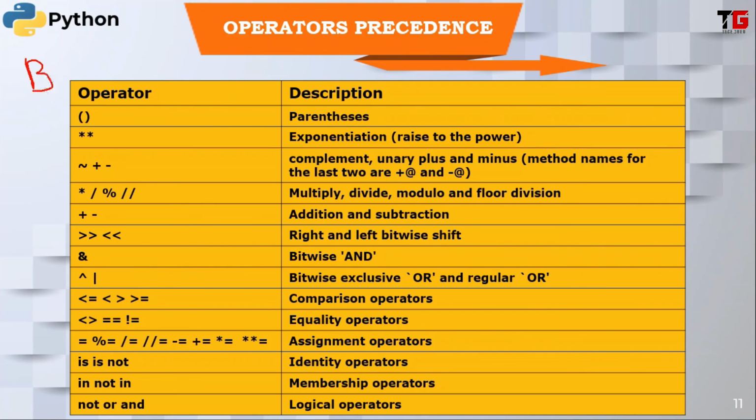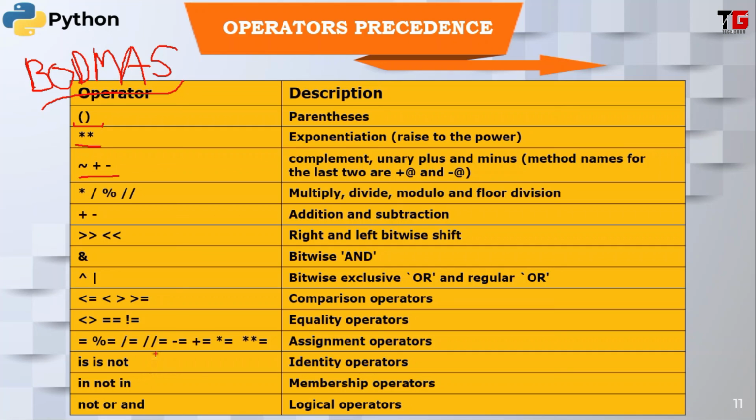If you remember, friends, in mathematics we study BODMAS. BODMAS tell us the rules how can we calculate multiple operators that are available in one single statement. In the same way, there is operator precedence that we have to follow. The highest priority is of brackets. It means if we have more than one operator in a given statement, first of all the brackets will be calculated. After that, exponent, then complement, plus, minus, then divide, then multiply, divide, modulo, and floor division, and so on.